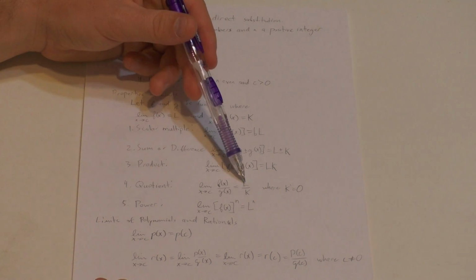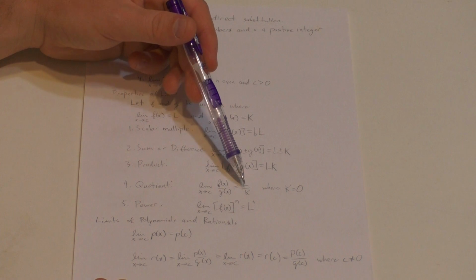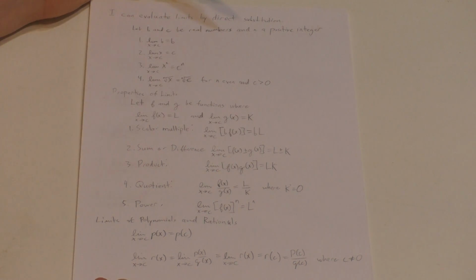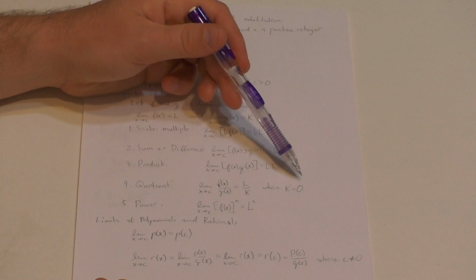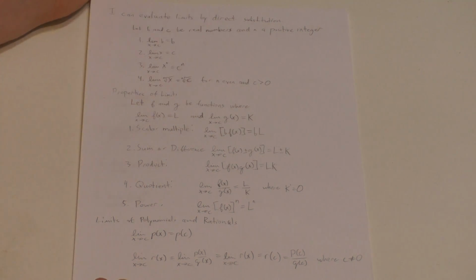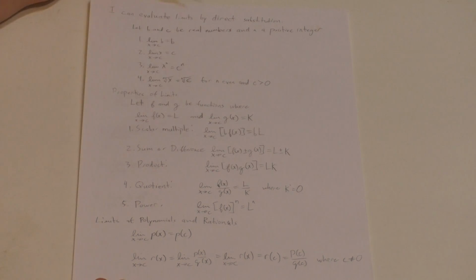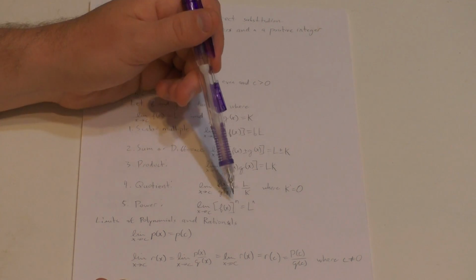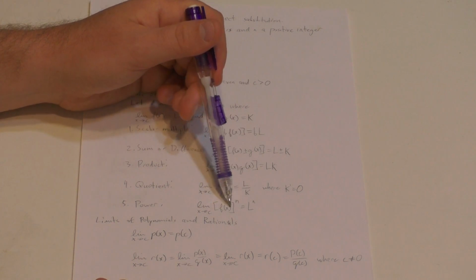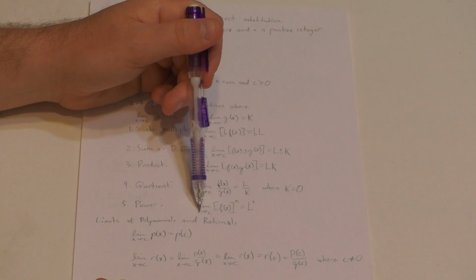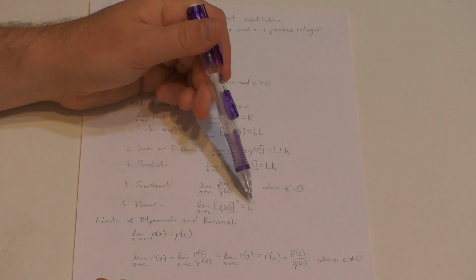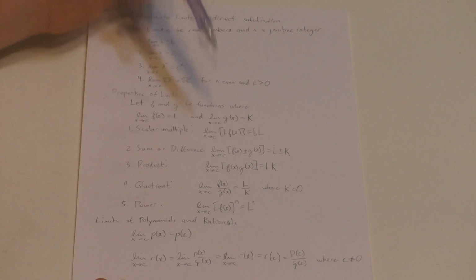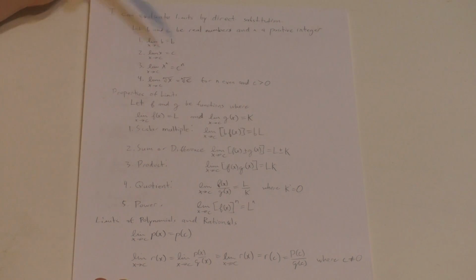Quotient works the same way: the limit of f of x over the limit of g of x, with the special note that k can't equal 0. You should never have a 0 in the denominator. And then there's a power property: if the limit of f of x as x approaches c is L, then the limit of f of x raised to the n is just L raised to the n.